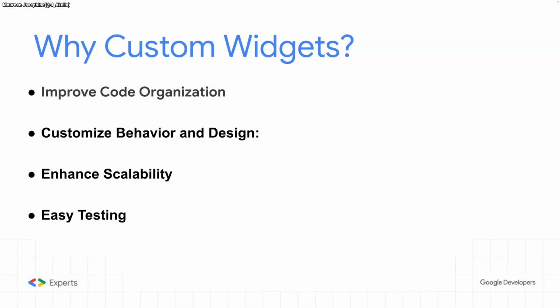And why should we go ahead with creating custom widgets? First of all, it improves code organization and customized behavior and design, especially if you have different properties that you want to achieve. For example, you want a card that is clickable or swipeable, and another card that is static and doesn't change. So you can customize this to your specific preferred behavior. Another benefit is that it enhances scalability and easy testing. It's easy to write tests for one specific custom widget.